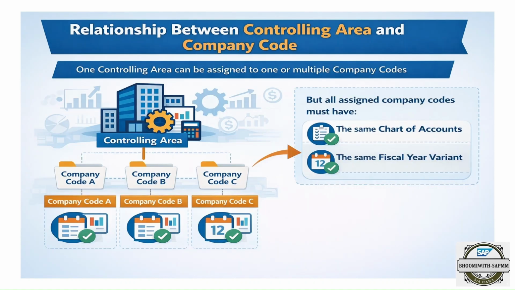Next, the relationship between controlling area and company code. One controlling area can be assigned to one or multiple company codes, but all assigned company codes must have the same chart of accounts and the same fiscal year variant.